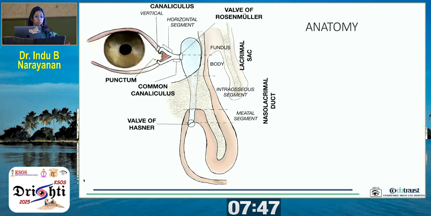So to begin with, it is very important to understand the anatomy of the lacrimal drainage system. It starts directly with the puncta, the canaliculus, and there is a common canaliculus, continues as the sac, and inferiorly it progresses as the NLD. There are two important valves: the valve of Rosenmuller, and inferiorly the valve of Hasner, which opens at the inferior meatus. So a block anywhere along the drainage system can cause epiphora.